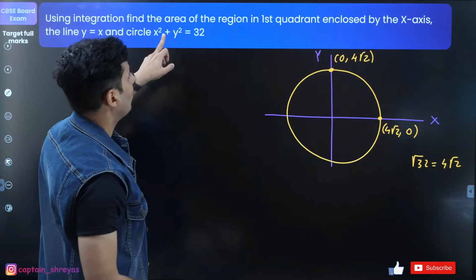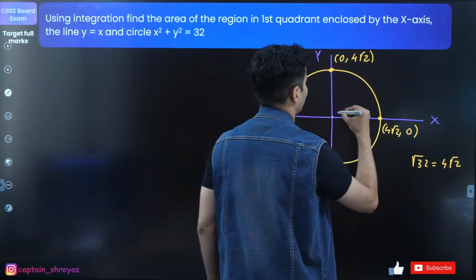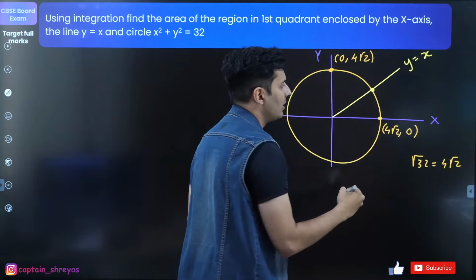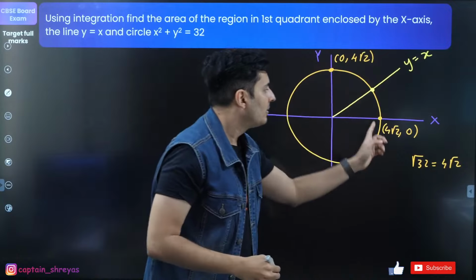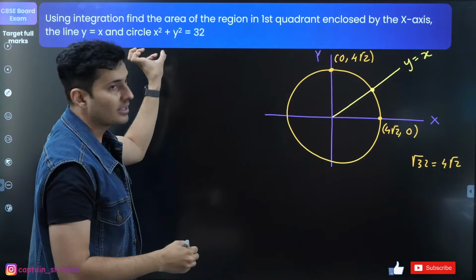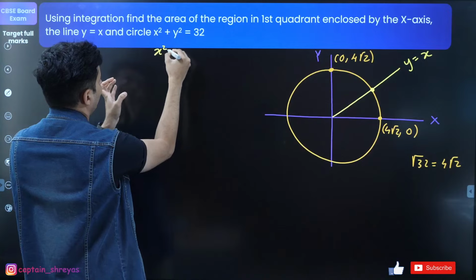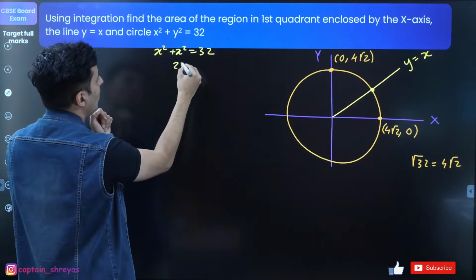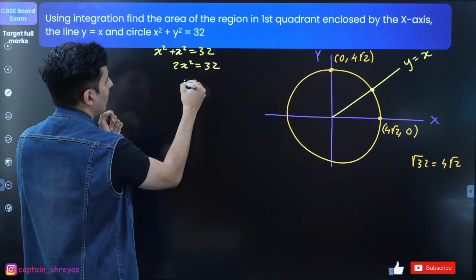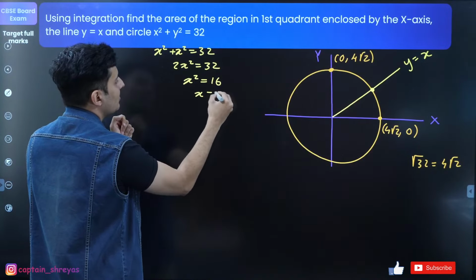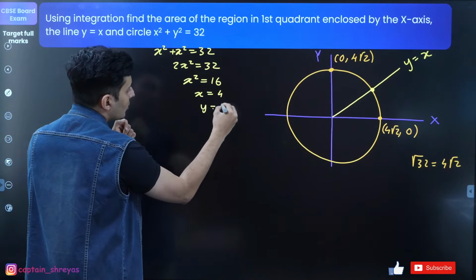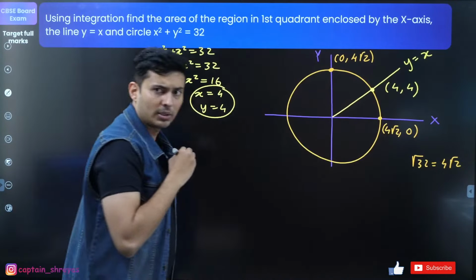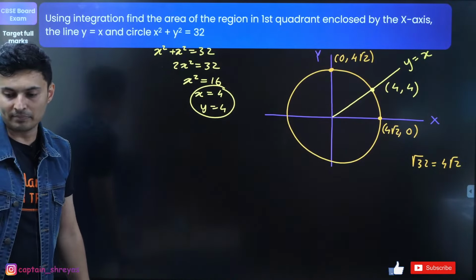Next important thing. Another line is there. What is that line? X is equal to y, or y is equal to x. So this is basically y is equal to x. It will intersect over here. To find that point of intersection, make y equal to x in this equation. So basically x square plus x square is equal to 32. So 2x square is 32. So x square is 16. So x is basically 4. Y is also 4. This is that point of intersection. So this will be basically 4 comma 4. Understood? All these things are to be done.